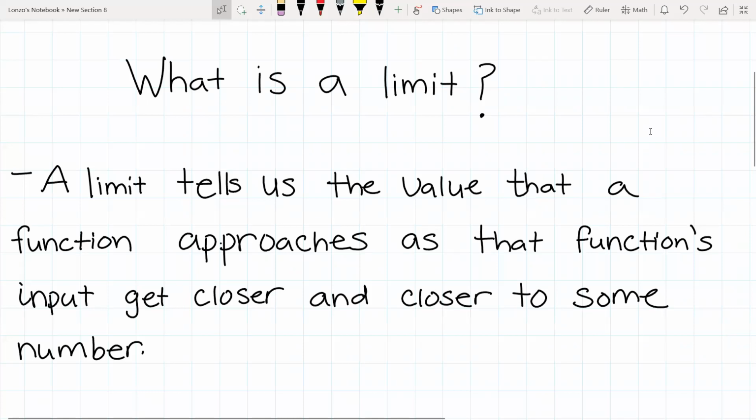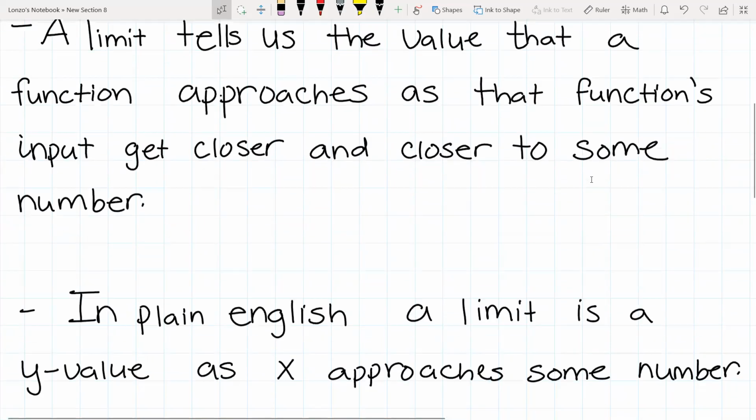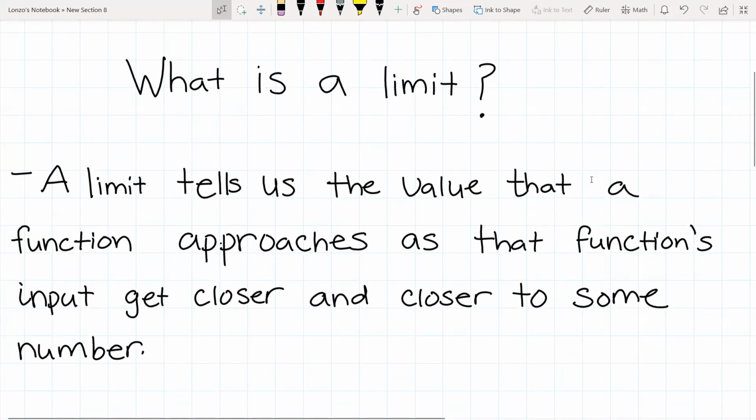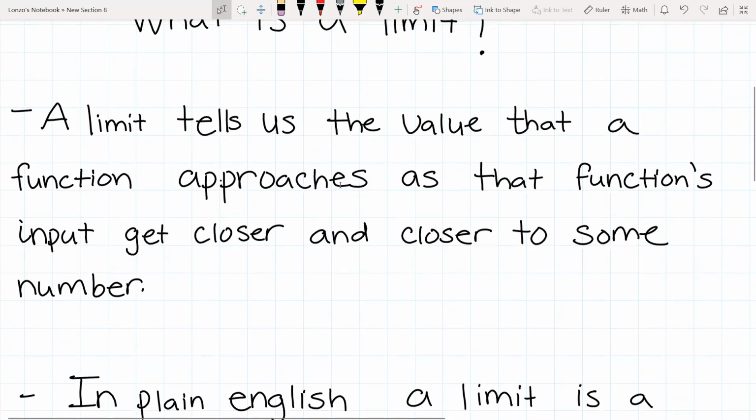Hello. Today I'm going to introduce you to what is a limit. I'm going to go over the book definition of a limit and then my definition of a limit. The book says a limit can tell us the value that a function approaches as that function's input gets closer and closer to some number. So that's what the book says.